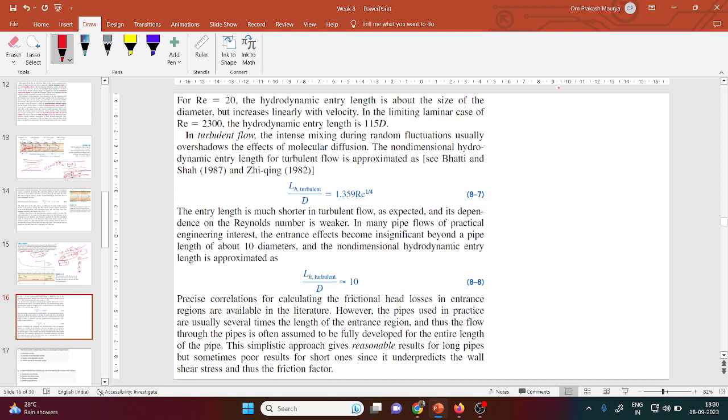For the turbulent case also some researchers give a formula. Generally, for the development length in the turbulent case, it is 10 times D. So this is the development length concept. Why are we looking at development length? Because when we measure the velocity in the pipe, we look only after the development length, not before the development.